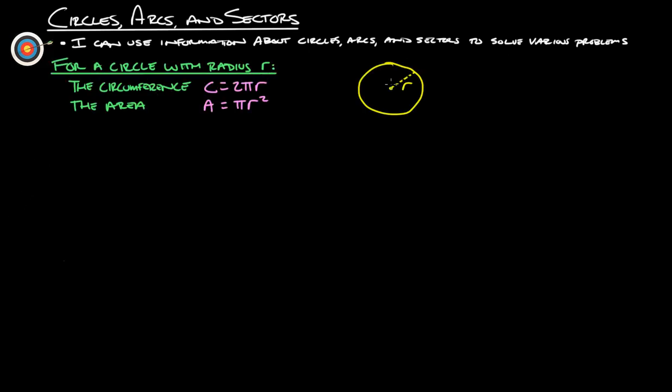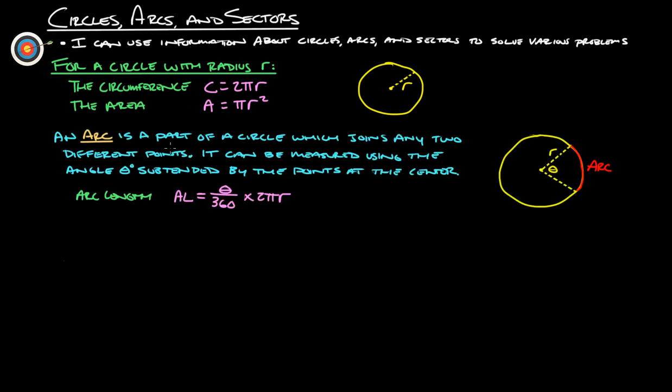For a circle with radius r, the circumference is 2 times pi times the radius. The area is pi times the radius squared. Okay, hopefully those sound familiar at least.